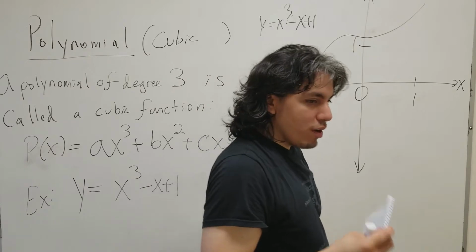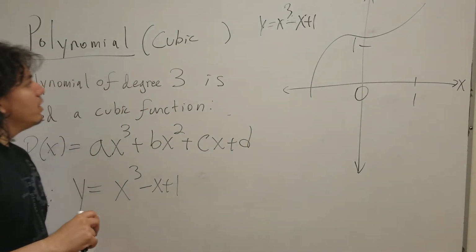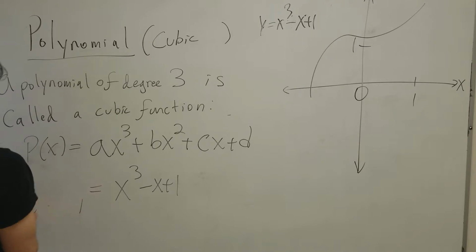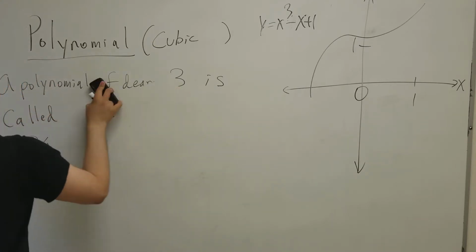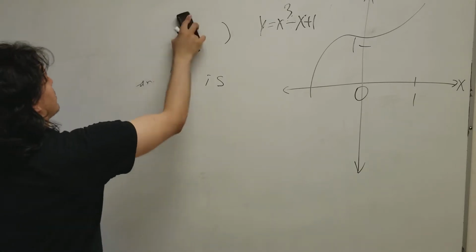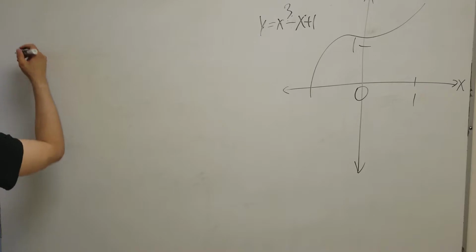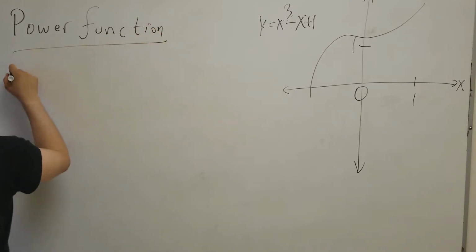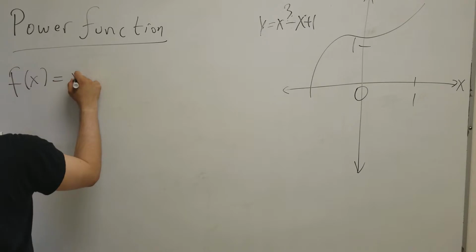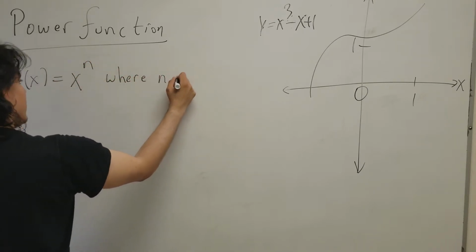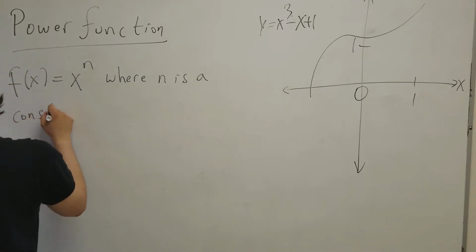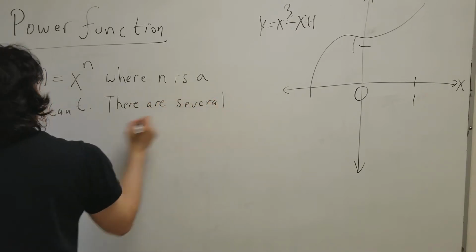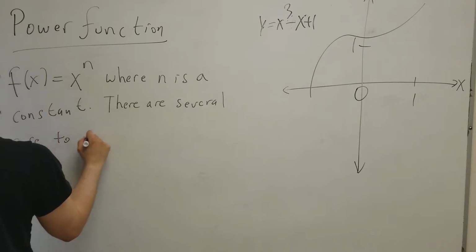So there are other cases. Let's talk strictly about the form x to the n. This is called the power function, f of x equals x to the n, where n is a constant, and there are several cases to remember.